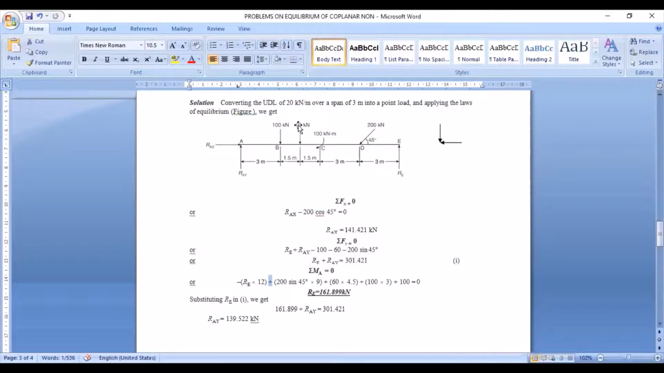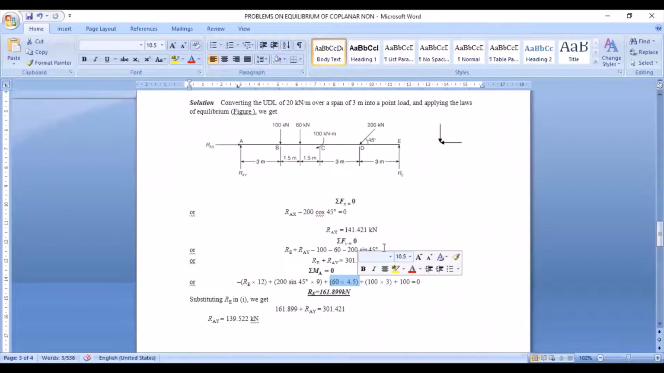Now next, let us come to the 60 kilonewton force. 60 kilonewton force, again it is a vertical force. Distance to be multiplied is horizontal distance. So this 60 kilonewton is acting at a horizontal distance of 4.5 meters from A, thereby causing a clockwise movement. Hence it is taken with the positive sign, that is 60 into 4.5.